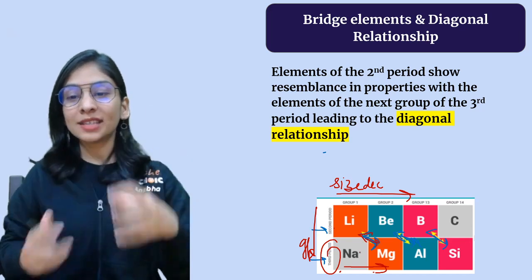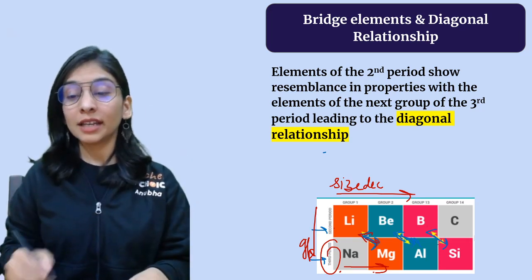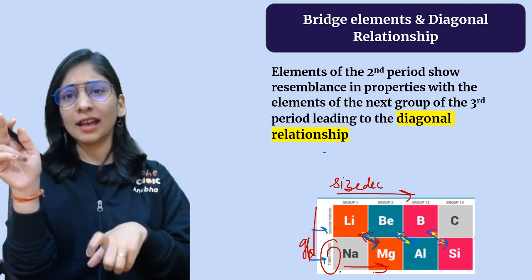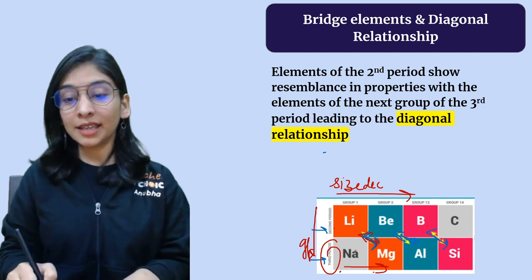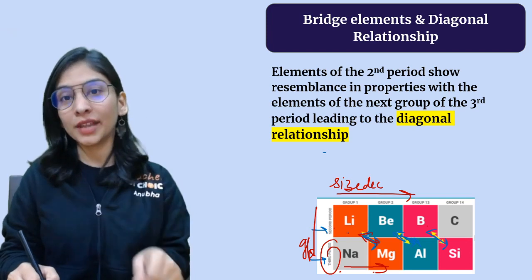Lithium, magnesium, somewhat the same size. Beryllium, aluminium, somewhat the same size. Boron, silicon, somewhat the same size. Due to this averaging, size decreases and size increases. Okay. Lithium and magnesium are comparatively, I must say, a bit harder than the rest of the elements.